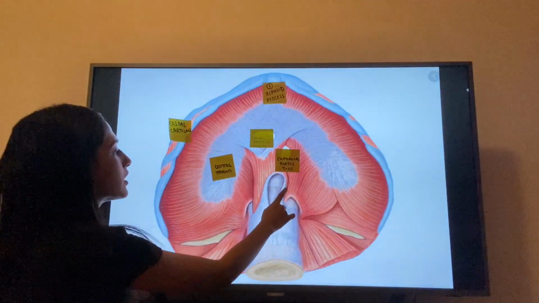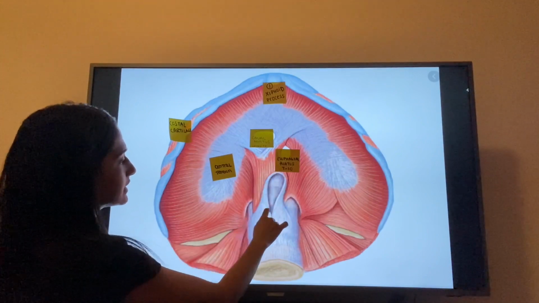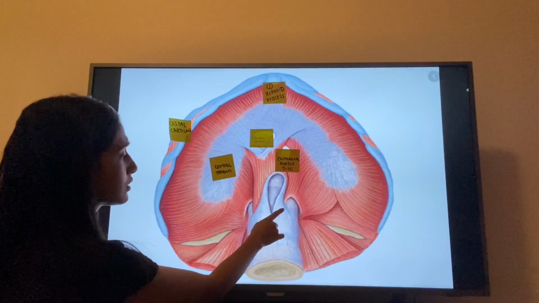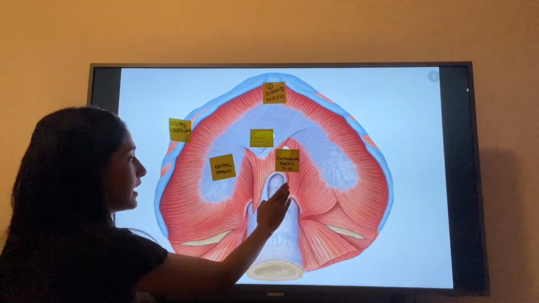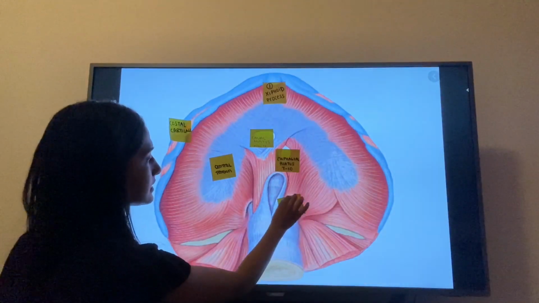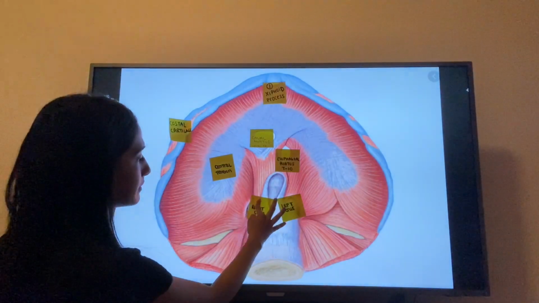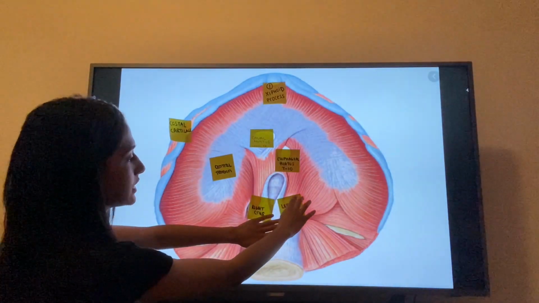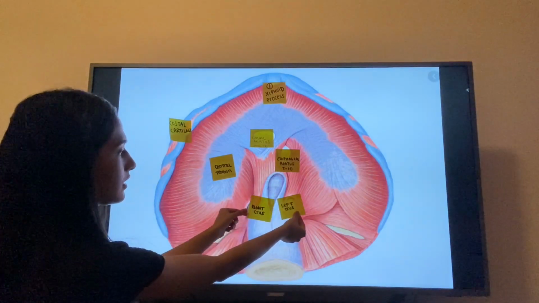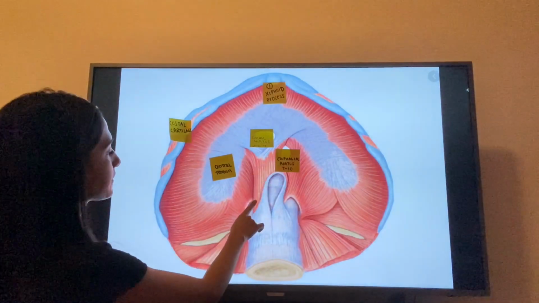As we spoke about before, this is a structure that arises from the vertebral part of the diaphragm, and it's called the crura. This is the left crus, and this is the right crus. So we would call this the left crus and the right crus. And as I mentioned before, the left crus is usually shorter than the right crus.